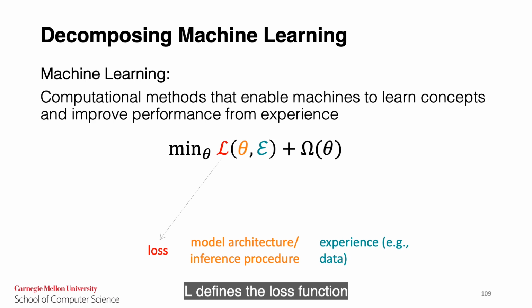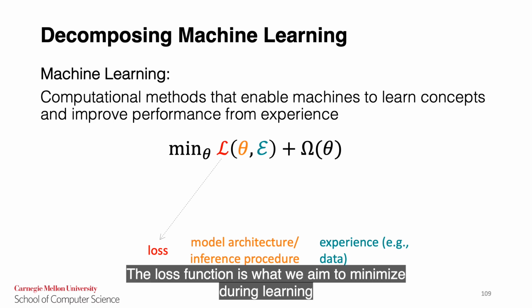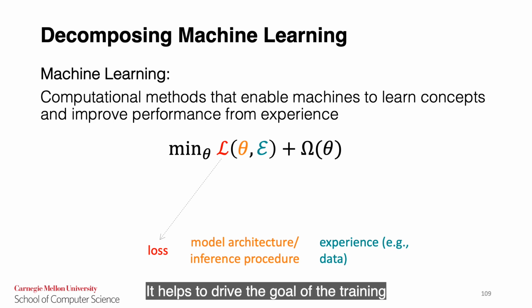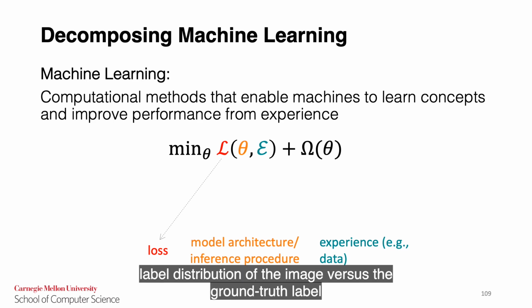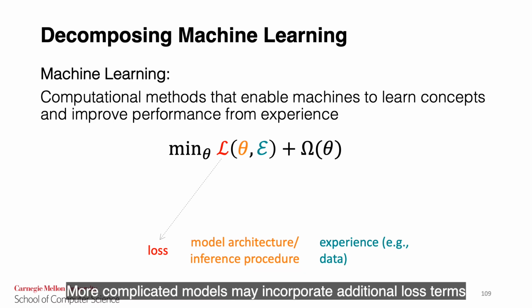L defines the loss function. The loss function is what we aim to minimize during learning. It helps to drive the goal of the training. In image classification, the loss function is usually the cross-entropy loss of a predicted label distribution of the image versus the ground truth label. More complicated models may incorporate additional loss terms that could serve as further guidance for model training.